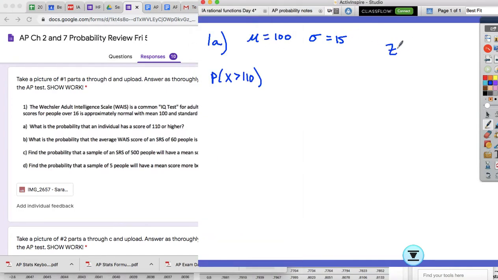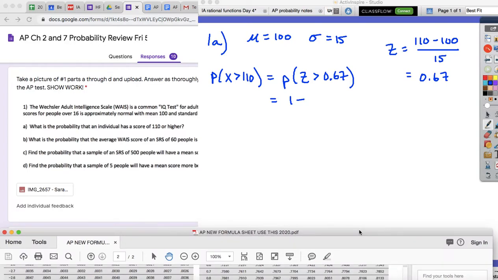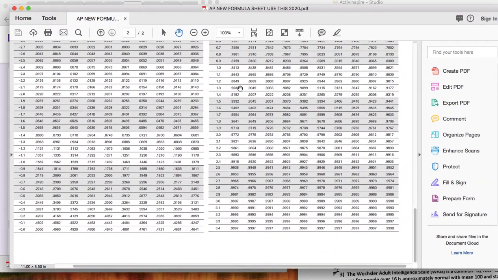All right, so I can just do a straight up z-score: the score that I'm looking at, 110, minus the mean of 100, divided by the standard deviation of 15. Round that z-score to 2 decimal places and you get 0.67. So this corresponds to finding the probability of getting a z-score greater than 0.67. Since it's a greater than, I'm going to have to do 1 minus, and then I need my z-chart, which I have down here, and I'm going to look for 0.67.